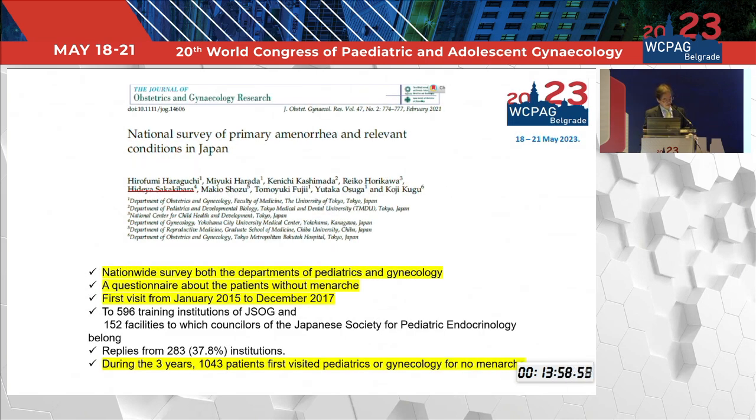This slide is the report of the national survey, conducted by the Japan Society of OBGYN. In Japan, most of the patients with primary amenorrhea are diagnosed by pediatricians or gynecologists. Therefore, we conducted a nationwide survey in both departments for the first time. The survey covered Training Institutes of the Japan Society of OBGYN and facilities to which counselors of the Japanese Society of Pediatric Endocrinology belong. We received replies from 283 institutions, and we got over 1,000 patients who first visited pediatrics or gynecology for non-menarche.